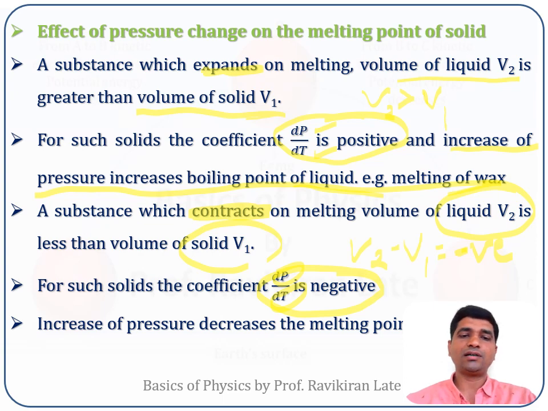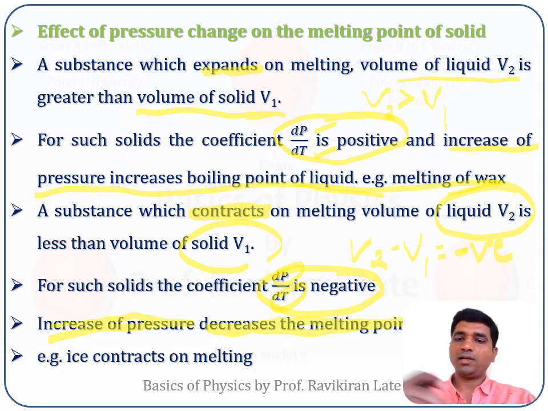It means if you increase the pressure, it will decrease the melting point of such a solid. For example, when ice melts into a liquid, that is water, its volume goes on decreasing. For such kinds of materials, an increase of the pressure will decrease the melting point of the ice.